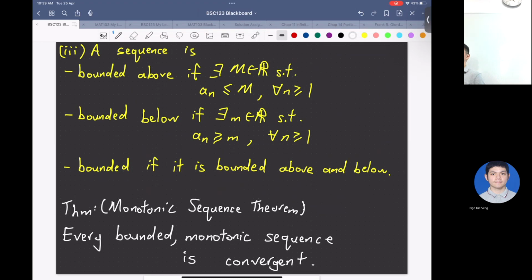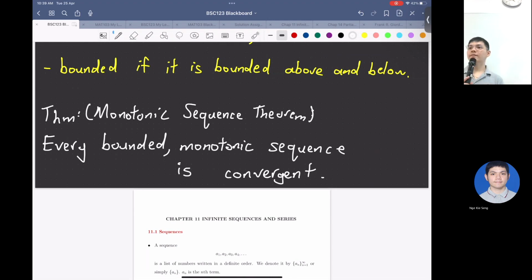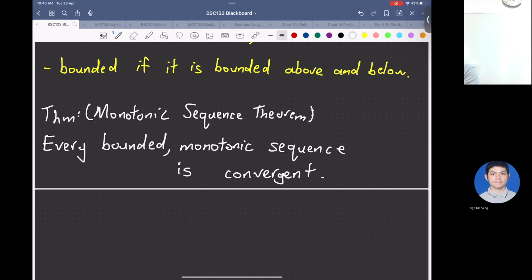Okay, so try to think about this for a while. Every bounded monotonic sequence is convergent. Can you find any counterexample or any example that makes you not believe it? First, convince yourself whether you believe or don't believe. If you believe so, why is it true?